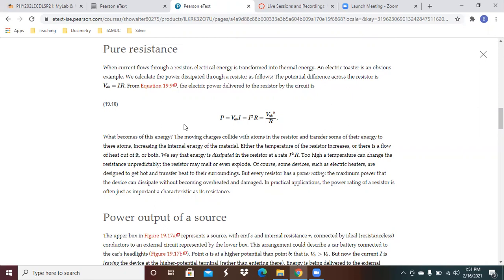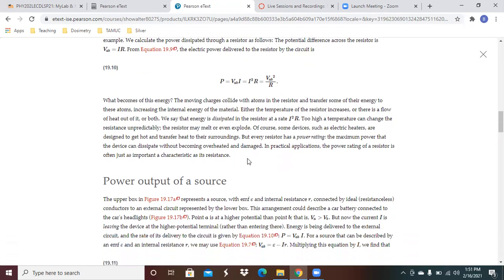We're going to calculate the power dissipated through a resistor as follows. The potential difference V is equal to IR. The electric power is going to be represented by the formula we went over in the summary. So what happens to this energy? The moving charges collide with atoms in the resistor and transfer some of their energy to these atoms, increasing the internal energy of the material. Either the temperature of the resistor increases or there's a flow of heat out of it, or both. In other words, we say the energy is dissipated in the resistor at this particular rate.